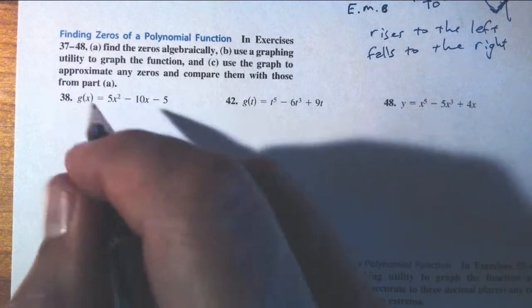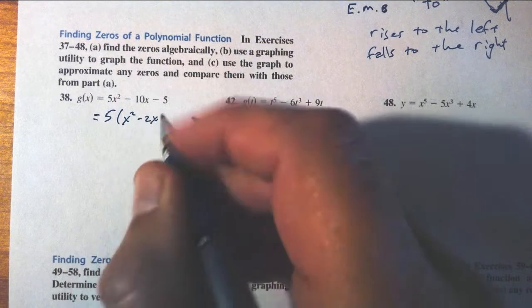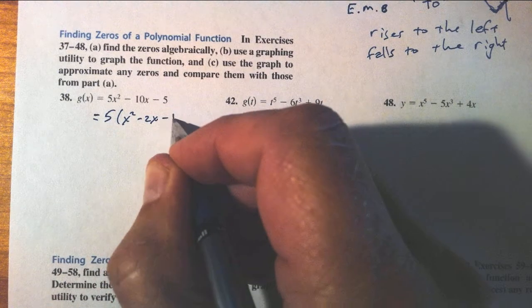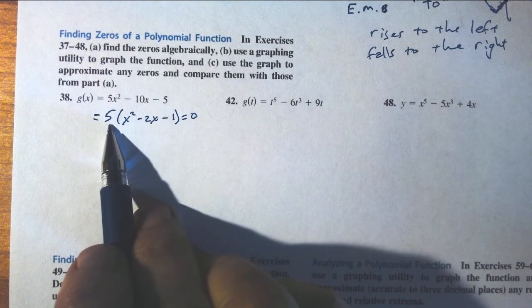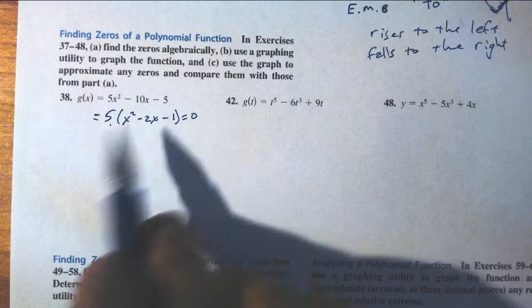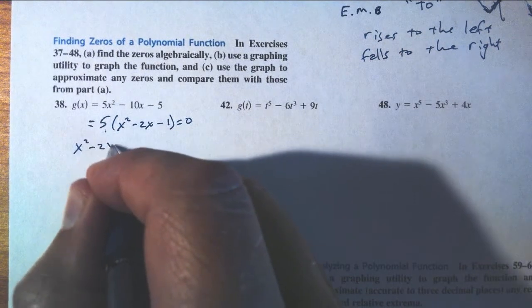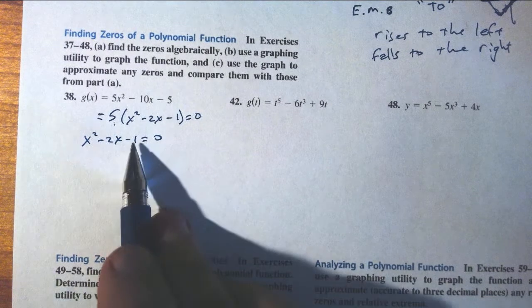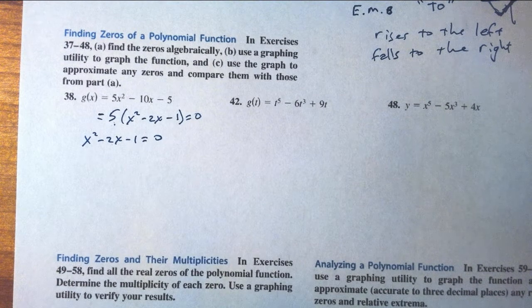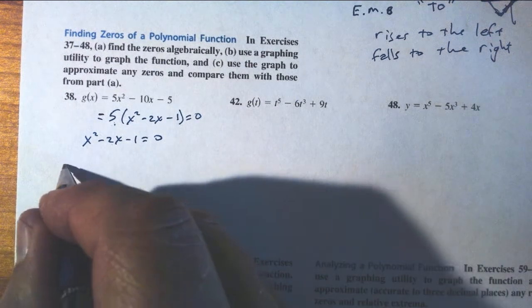I'm going to factor this. 5x squared minus 2x minus 1 equals 0. Quick distribute, check it. 5x squared minus 10x minus 5 equals 0. And now to find those zeros, I can divide both sides by 5. I'm left with x squared minus 2x minus 1 equals 0. Are there factors of -1 that add up to be -2? There are not, so I could go quadratic formula, or I could try to complete the square.